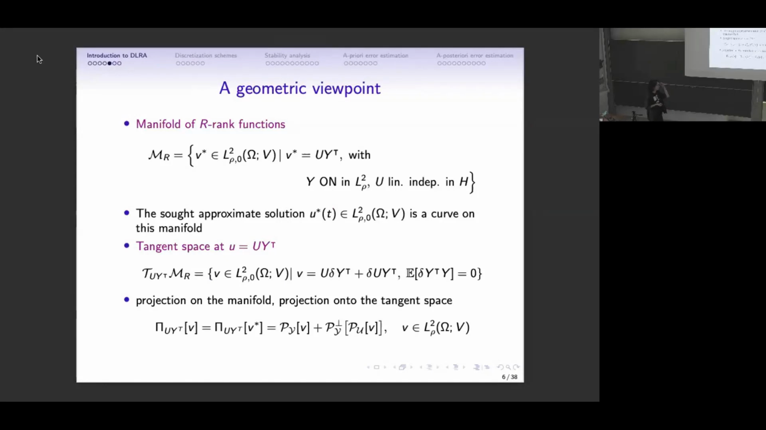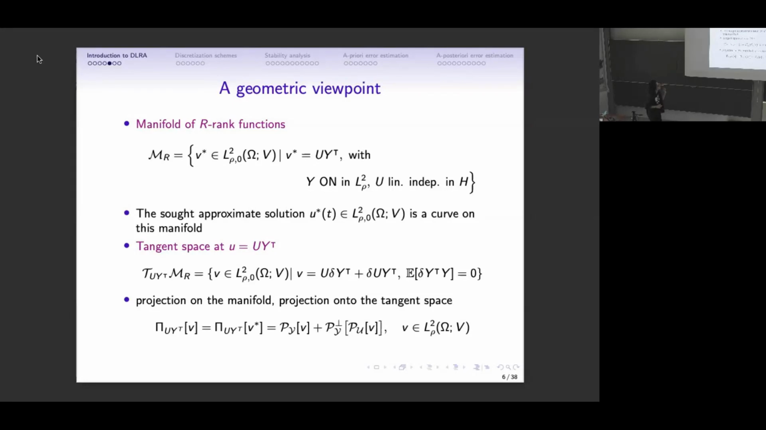So the dynamical low rank approximation has a nice geometric interpretation. Basically, by M_R we denote the set of all functions which are rank-R functions with the form I prescribed, and this set of all these functions forms a manifold, and basically we are looking for an approximation which lies in that manifold.